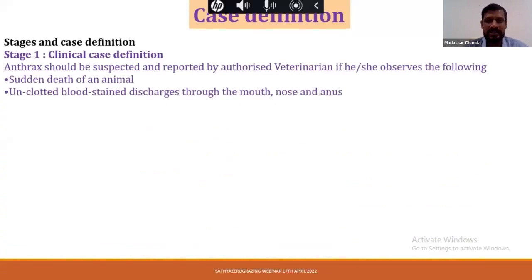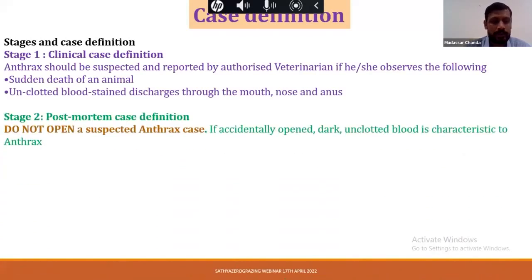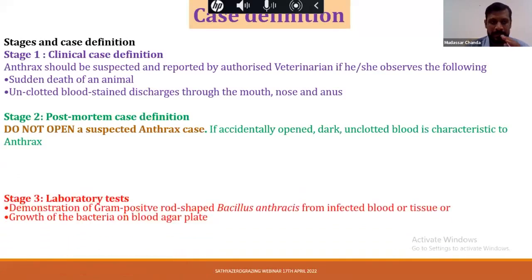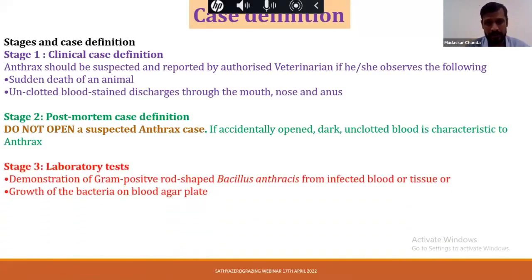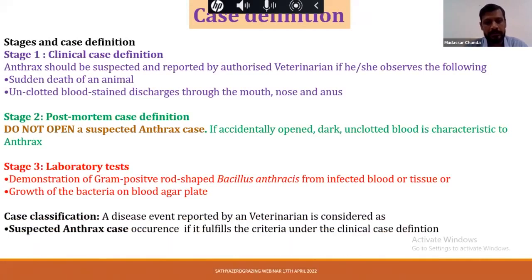So if you take the case definition part, we say the clinical case definition. The veterinarians are the right people who can classify the case to say that it is a suspected case of anthrax, and we know the symptoms for anthrax. If there is sudden death, take the history from the owners and try to classify the case. And if you do the postmortem, I have written it in bold, the carcass should not be opened in case of suspected anthrax. If accidentally opened, then you can observe the dark unclotted blood, which is characteristic of anthrax. Finally, the laboratory test: gram-positive rod, Bacillus anthracis from infected blood or tissues, growth of the bacteria from blood.